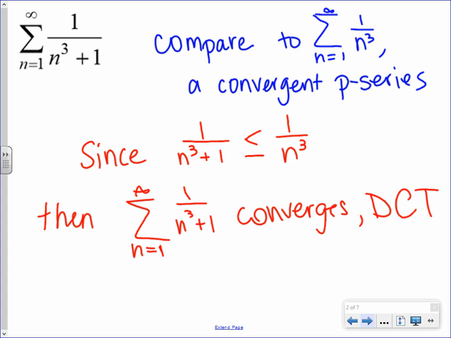So a lot of you are going to know that in your head, right? It's a matter of writing it down. Okay? But do you agree with me that it is extremely obvious that 1 over n cubed plus 1 is always smaller than 1 over n cubed? Yeah. Okay.